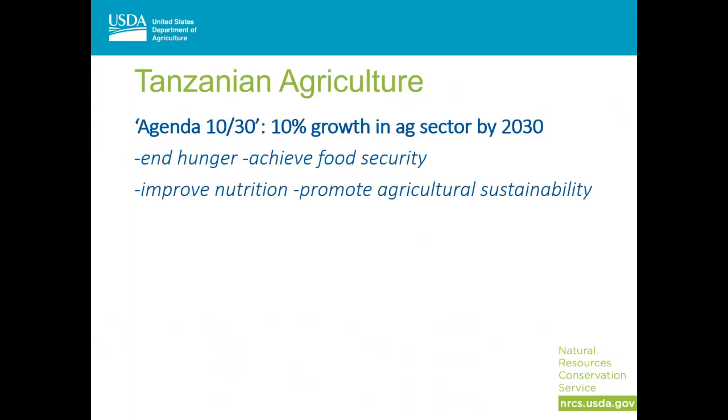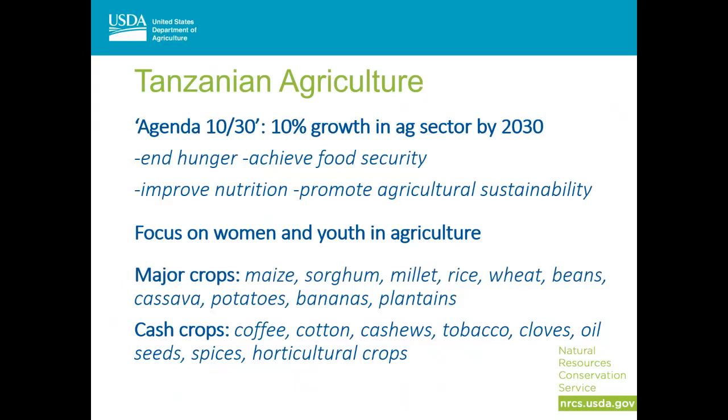All right, so the Tanzanian government right now is promoting this initiative called Agenda 10/30, where they are wanting 10% growth in the ag sector by 2030. Goals under Agenda 10/30 include ending hunger, achieving food security, improving nutrition, and promoting agricultural sustainability. There's a large focus on supporting women and youth in agriculture, and major crops include maize, sorghum, millet, rice, wheat, beans, cassava, potatoes, bananas, and plantains. And then some of their cash crops are coffee, cotton, cashews, tobacco, cloves, oil seeds, spices, and horticultural crops, which is the term that they use for crops like tomatoes.